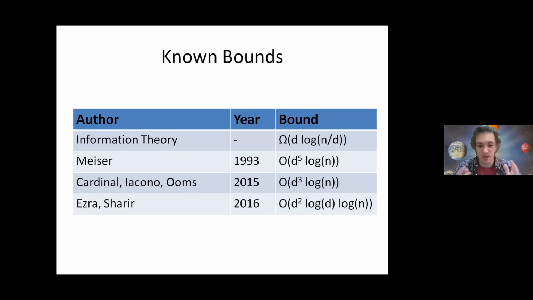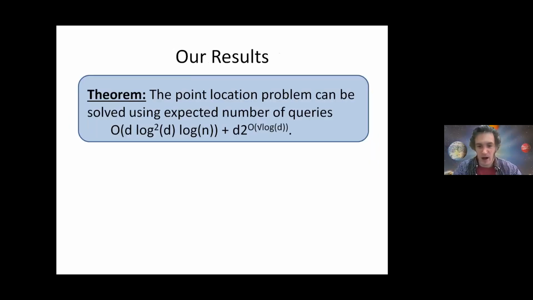Mazur in 1993 gave an upper bound of O(d^5 log n). This has since been improved a couple of times, and there was a bound in 2016 that gave O(d^2 log d log n). This is really the bound that we're trying to compete with. But the result that we prove is that the point location problem can be solved using an expected number of queries equal to O(d log^2 d log n + d 2^O(sqrt(log d))).